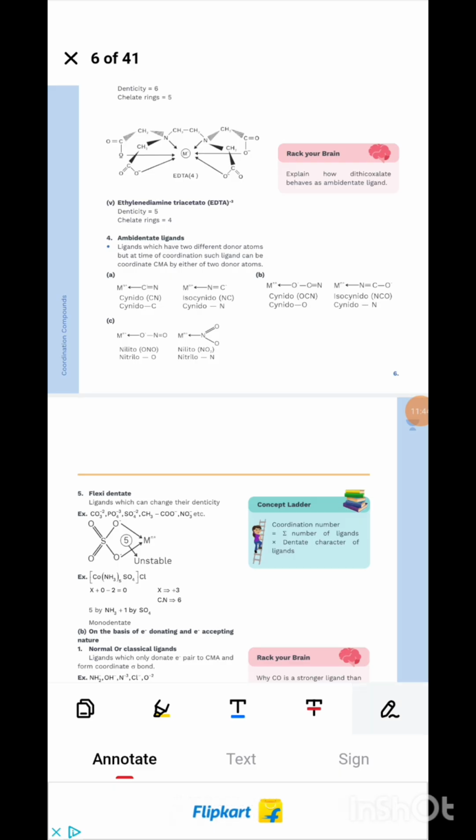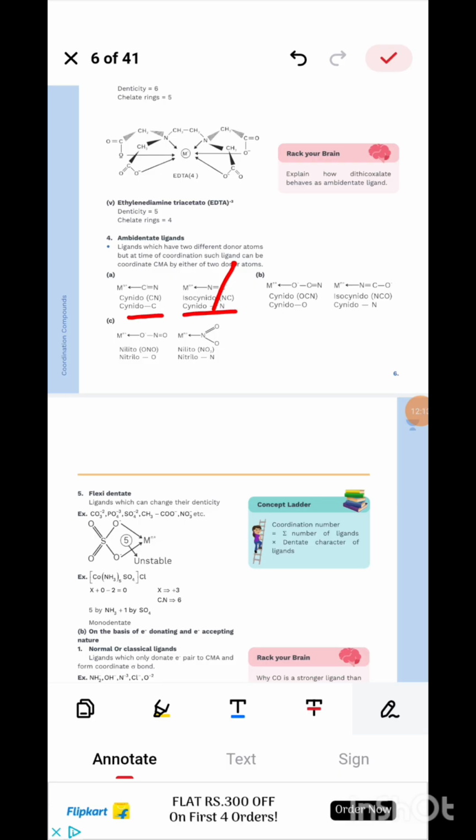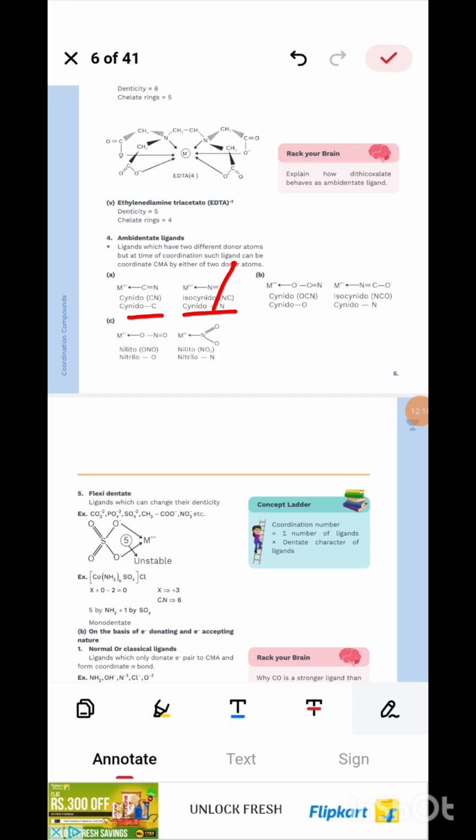Ambidentate ligands have two different donor atoms, but at a time of coordination, such a ligand can be coordinated to the CMA by either of the two donor atoms. You can see cyanido, CN: either N will bind to the metal, or C will bind to the metal. Cyanido is CN, isocyanido is NC. In cyanido, carbon will be attached to the metal. In isocyanido, nitrogen will be attached to the metal.